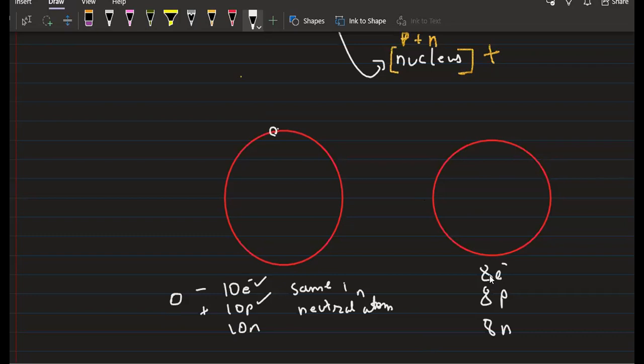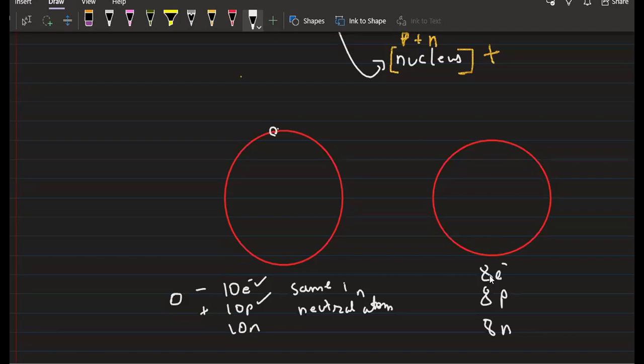Now, can you say that these two atoms are different? Brinda, I just said that the total charge of these two atoms is zero, and these two atoms are different. Why are they different? Because one has 10 electrons and 10 protons, and the other has 8 electrons and 8 protons. So the number of electrons and protons makes the atom different. Got it? Yes or no?